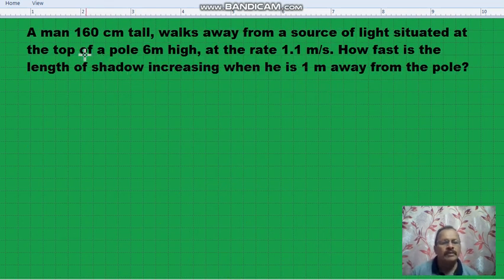New problem. A man 160 centimeter tall walks away from a source of light situated at the top of a pole 6 meter high at the rate 1.1 meter per second. How fast is the length of shadow increasing when he is 1 meter away from the pole? Let us draw the appropriate diagram for this. Suppose this is the lamp.